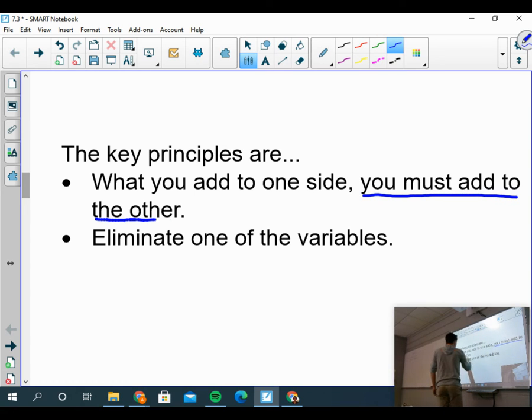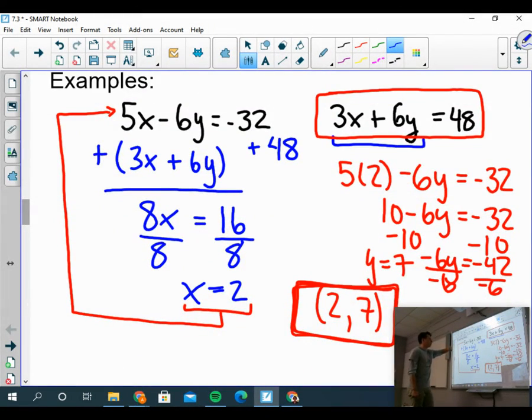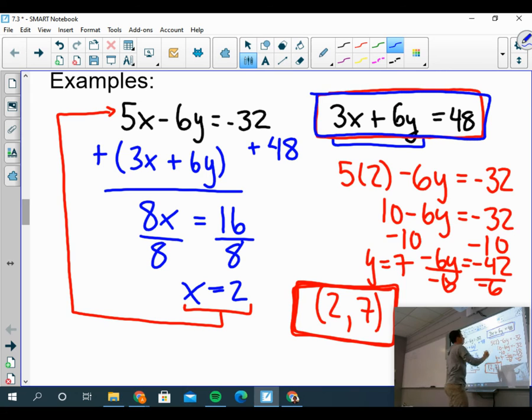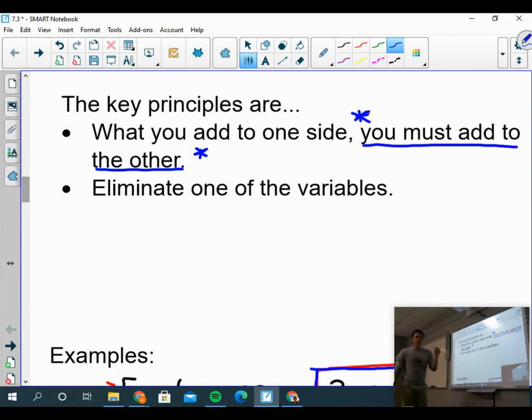While we are holding this principle true, it doesn't look like how we've used it in the past. Because we're not adding the same exact thing visually to both sides. Are they worth the same thing? Yes. In that last problem, when I add 3x plus 6y to the left side and 48 to the right side, they are worth the same because of our second equation, but they look different. So what you do to one side, you must do to the other, but it's going to look a little bit different than how we've seen it in the past.